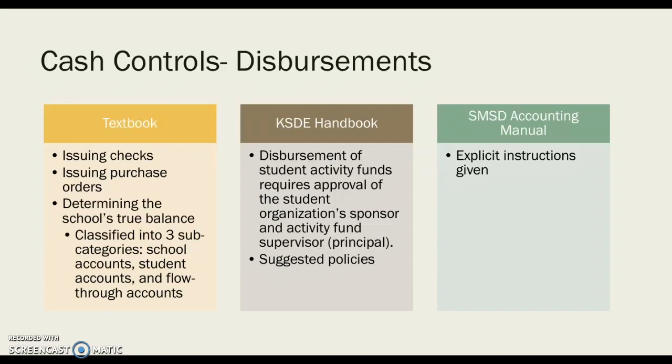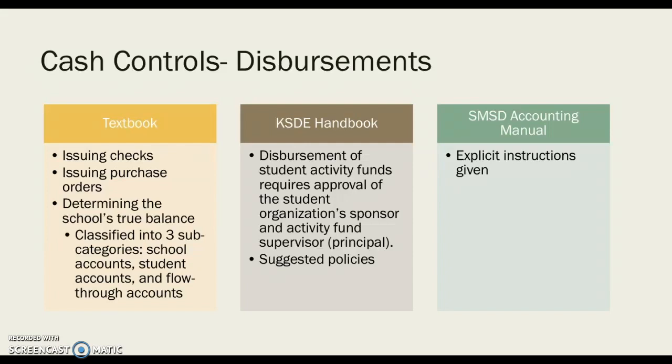SMSD gives explicit instructions again. One rule that is never, ever, ever made an exception to is no disbursements from these collections will be made by the bookkeeper. So our secretary does not give out money. All disbursements from the student activity fund must be made by check. The secretary and the building principal sign the checks. An alternate signer can be appointed to sign checks in the absence of the bookkeeper and the principal. That can be an assistant principal, an athletic director, a head teacher.